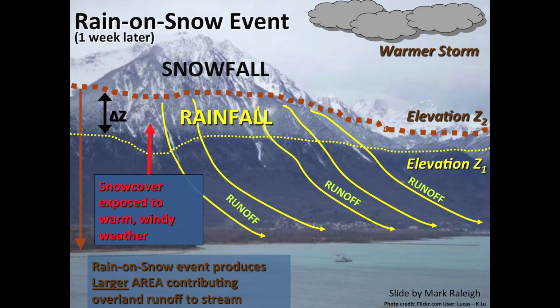However, during a rain-on-snow event, atmospheric conditions change and we have a new warmer air mass come through. The warmer air mass doesn't reach its freezing point as quickly as the other air mass did. Therefore, we have a new snow line that is higher in elevation and a larger area contributing to runoff. Note that we now have snow exposed to warm and windy weather as well.